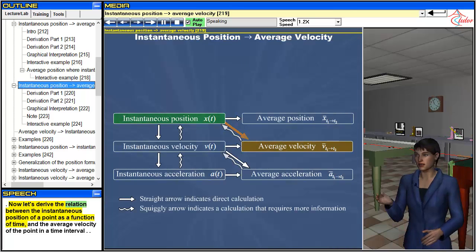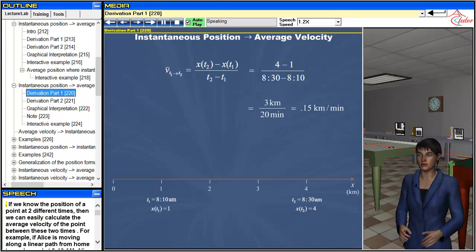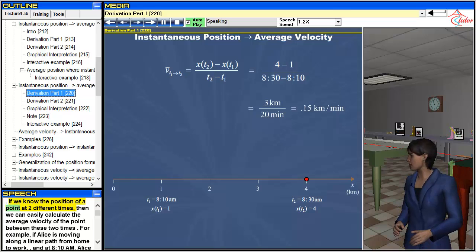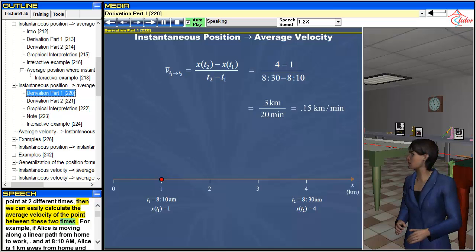Now let's derive the relation between the instantaneous position of a point as a function of time, and the average velocity of the point in a time interval. If we know the position of a point at two different times, then we can easily calculate the average velocity of the point between these two times.